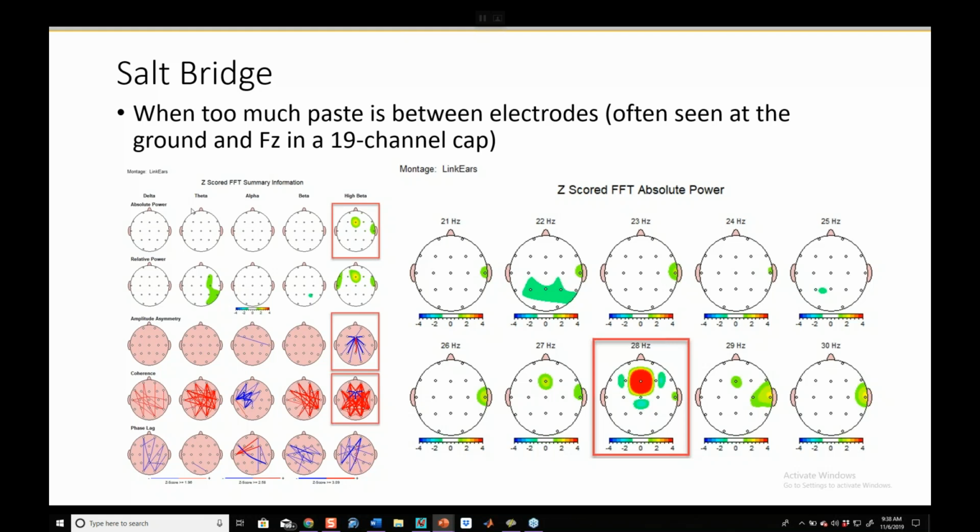So a salt bridge usually happens between the ground and FZ in an EEG cap, right? Especially if your ground is right in front of FZ. Those two electrodes are really proximal to one another, and if you put too much gel in one or the other electrodes, what you'll cause is a river of sludge that moves between the two, and it's a salt impregnated paste, right? And so what happens is we have a short circuiting of those two leads, and what it will produce is a subharmonic of electricity.